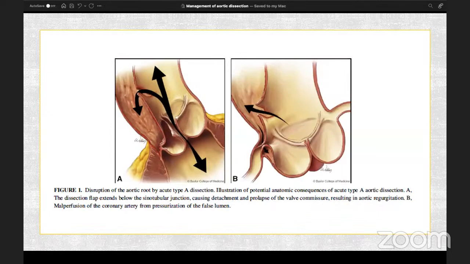And this diagram shows the dissection tear and the extension of the flap up to the sinotubular junction and below the valve leaflet, causing prolapse of the leaflet. The B image shows the dynamic effect of the dissection flap causing malperfusion through the right coronary.